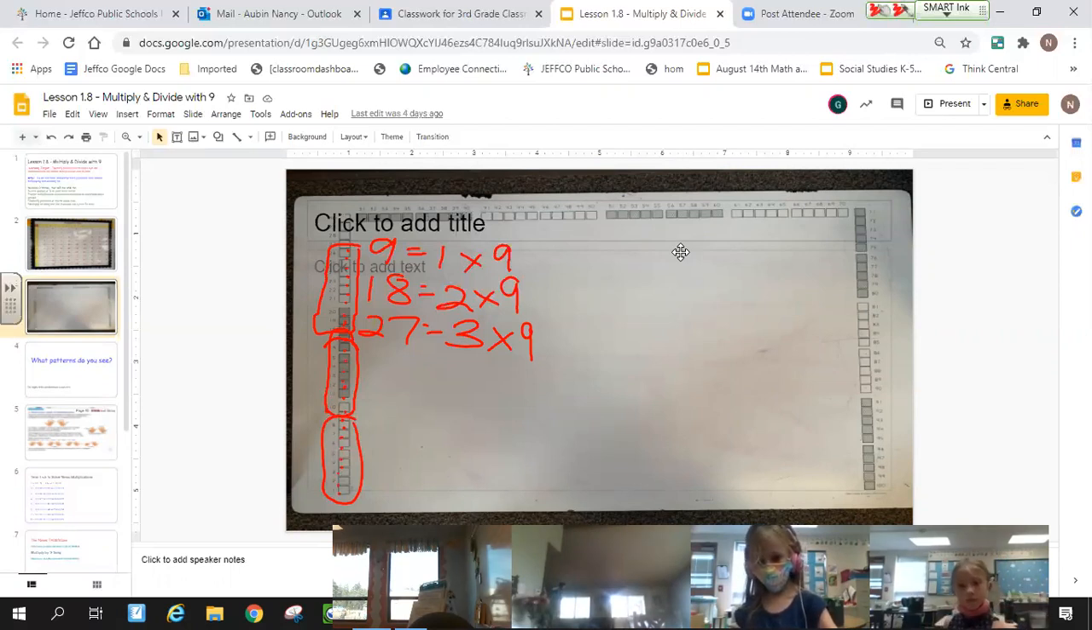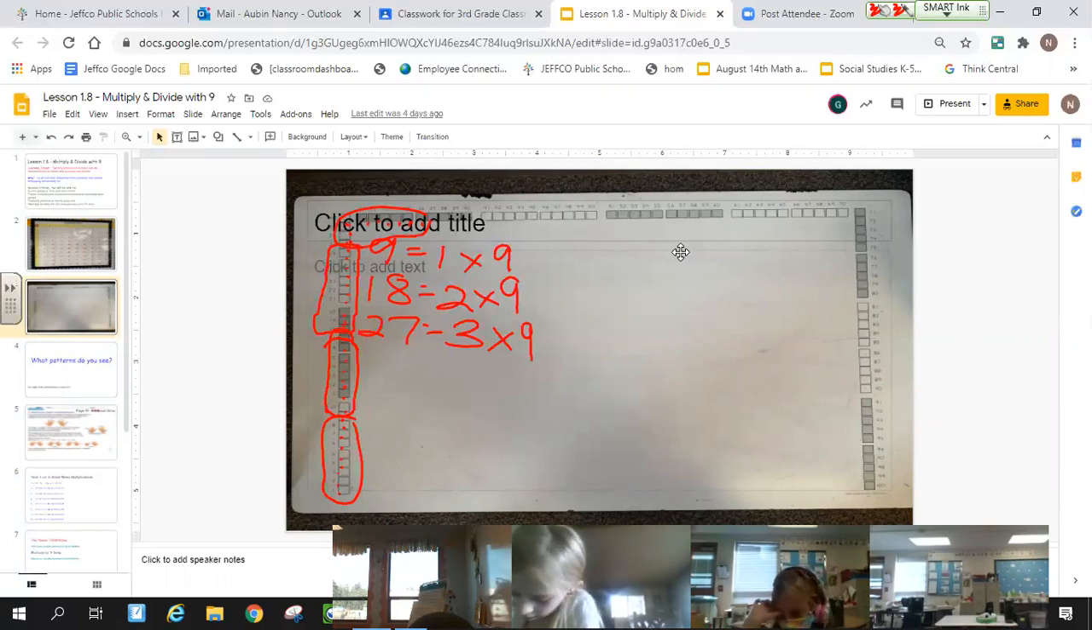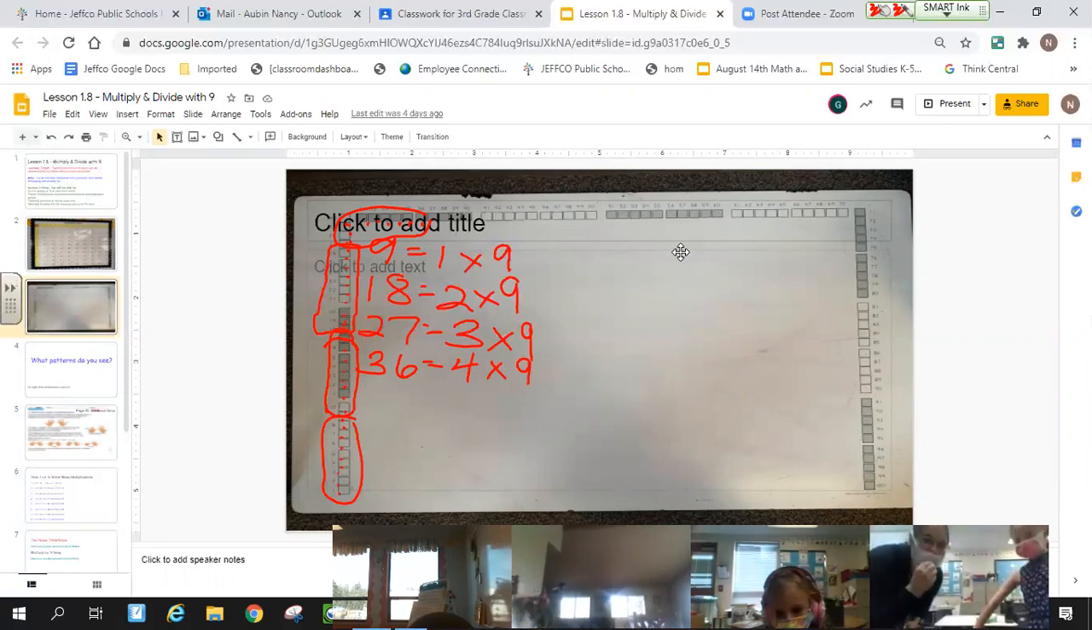Let's count again. So we ended on 27. So 28 is the first one we're going to count. 1, 2, 3, 4, 5, 6, 7, 8, 9. And you should have ended on 36. 4 times 9 equals, what is it? 36. Not 3 times 9. Make sure it's 4 groups of 9. 4 equal groups. Thank you.